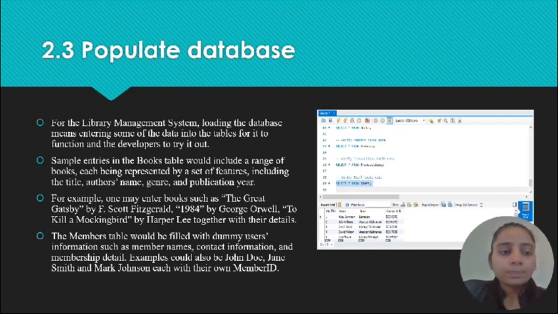Populating the database. For the LMS, loading the database means entering some of the data into the tables for its function and development. The books table would include a range of books, each being represented by a set of features including title, author name, genre and year of publication.